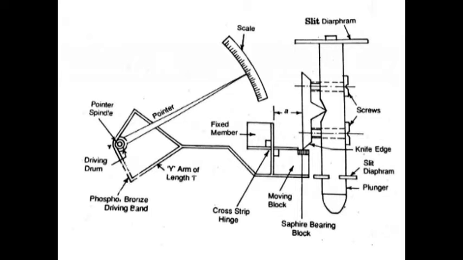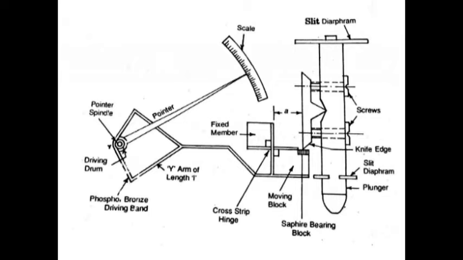It consists of a plunger mounted on two flat steel springs, that means slit diaphragms, so this provides a frictionless linear movement for the plunger. The plunger carries a knife edge which bears upon the face of the moving block of a cross strip hinge. The cross strip hinge is formed by pieces of flat steel springs arranged at right angles, and it is a very efficient pivot for smaller angular movements.